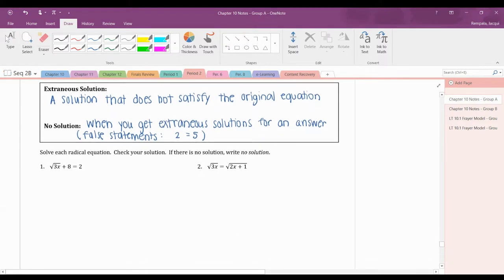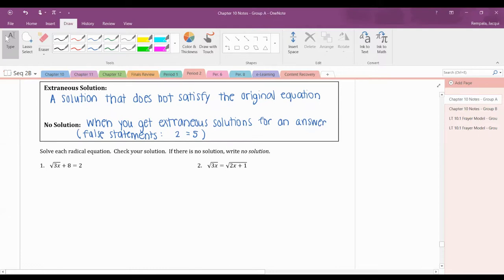So let's dive into some examples here. We're going to solve each radical equation. We'll check our solution, and if there is no solution, we'll write no solution. Our first equation is the square root of 3x plus 8 equals 2. We want to start by moving numbers that are not under the square root. For us, 8 is not under the square root. I want to get the square root by itself because there's only one square root in this problem. So I'm going to move the 8 by subtracting.